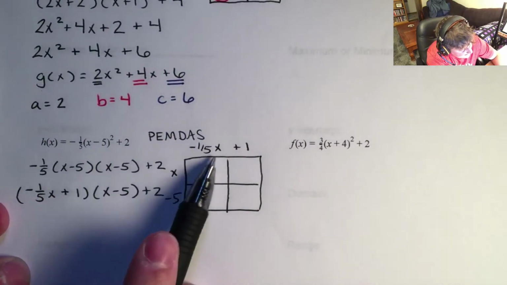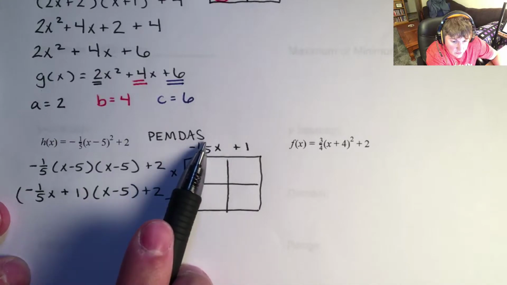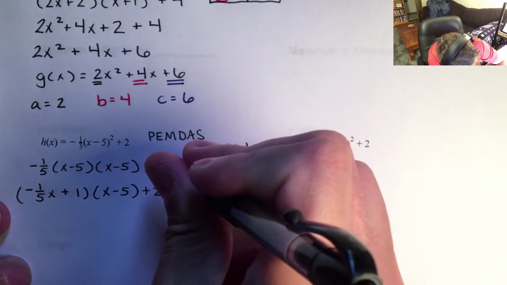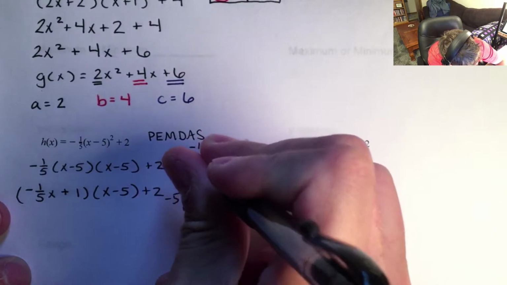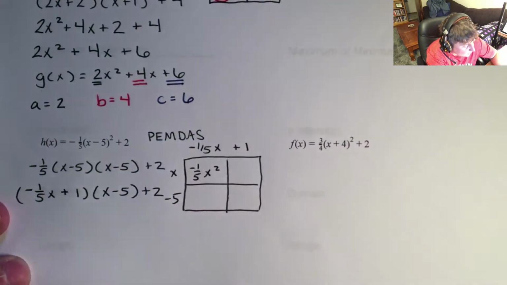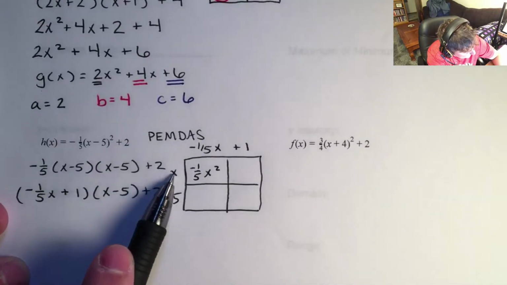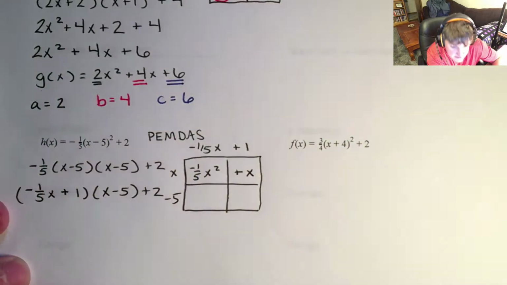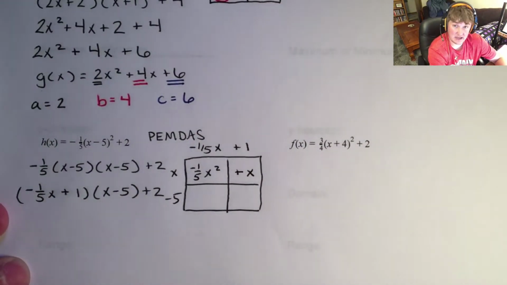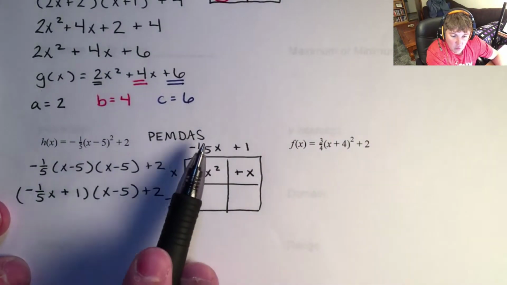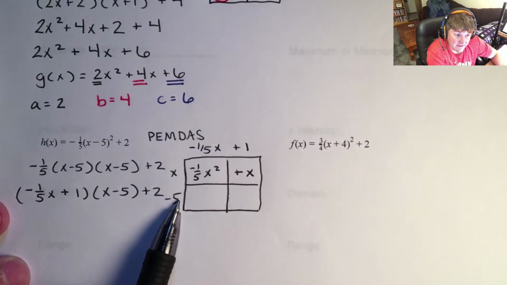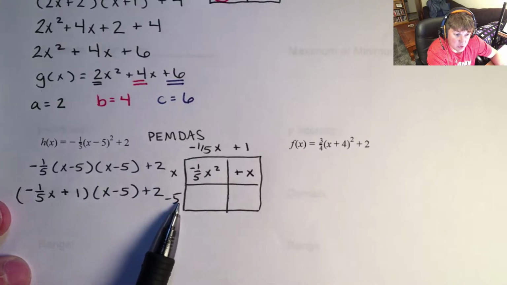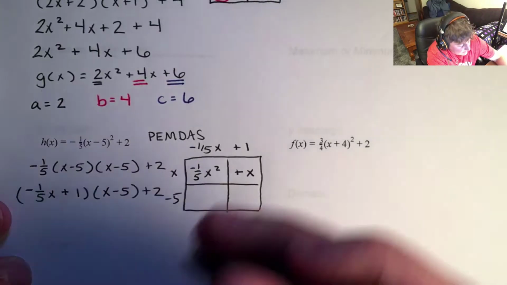Ready? x times negative 1/5 x. Well, negative 1/5 times 1 is going to be negative 1/5, so that's going to stay the same. And then x times x is x squared. So this term here multiplied together is negative 1/5 x squared. x times 1 is 1x, or x. x and 1x are the same thing. Negative 1/5 x times negative 5. Well, this is pretty convenient, right? A fifth of 5 is 1. So we know this is going to be 1x.